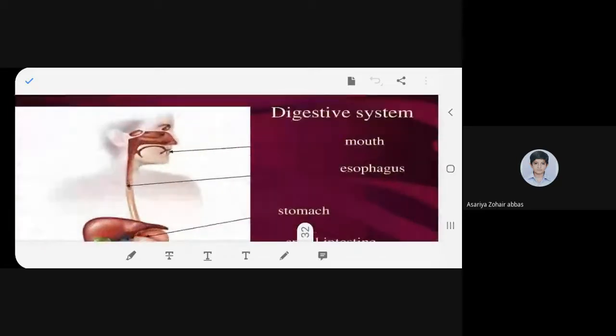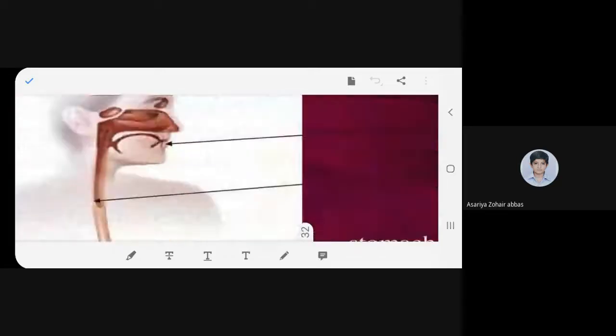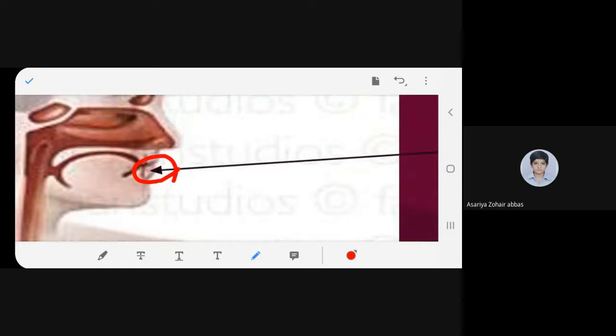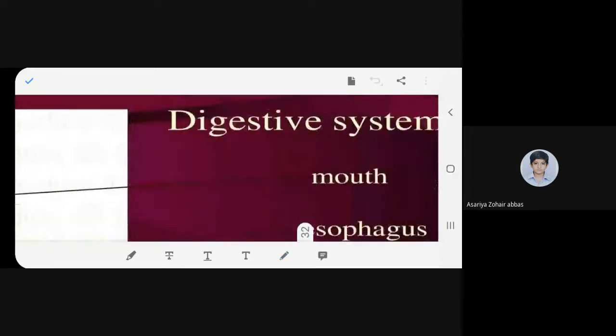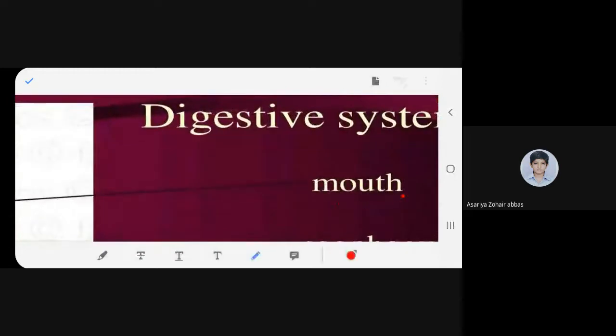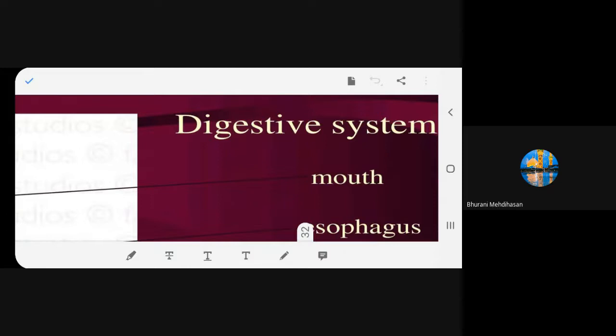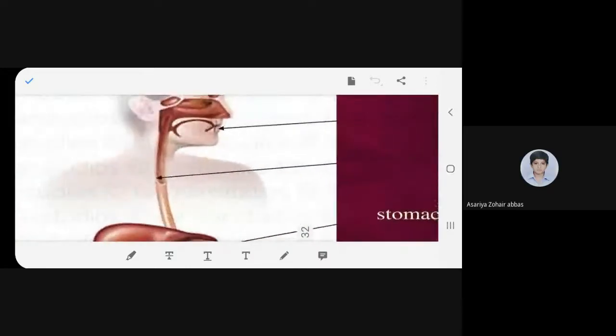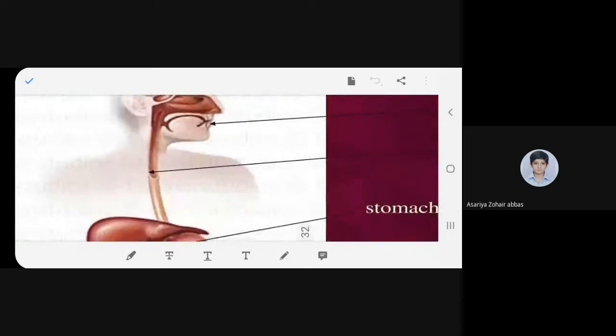This is the digestive system. So one by one, which is this portion, beta? What is this? Mouth. So this is the mouth. Mechanical and chemical digestion both, beta. I told you just now, starch is converted to sugar from saliva. Saliva is a chemical, an enzyme.